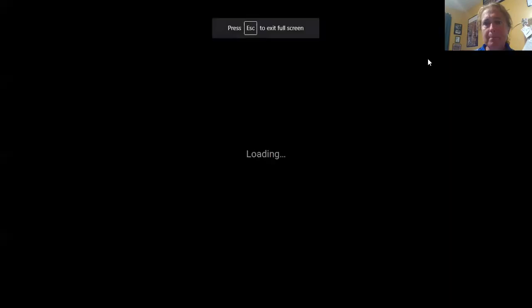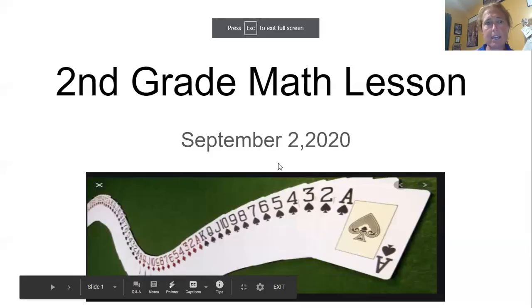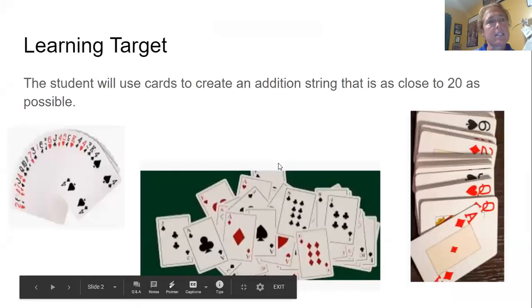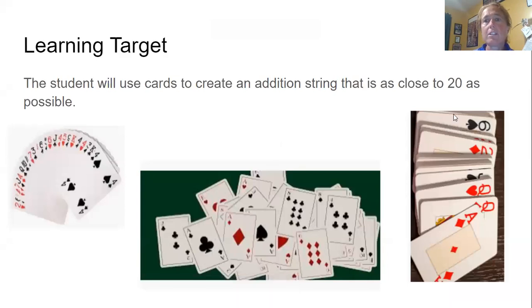All right, so in today's game, the student will be able to use cards to create an addition string that is as close to 20 as possible. Now remember, addition strings are the things that we've been doing the last couple of days when we're adding more than two numbers. That's called an addition string.